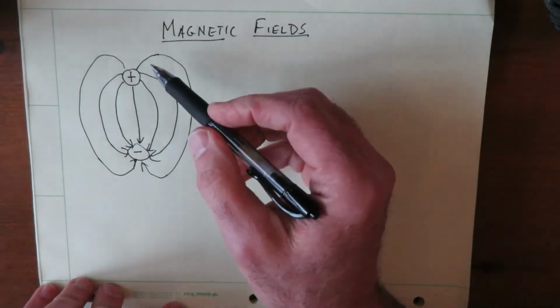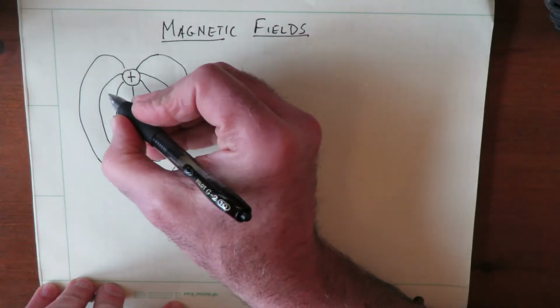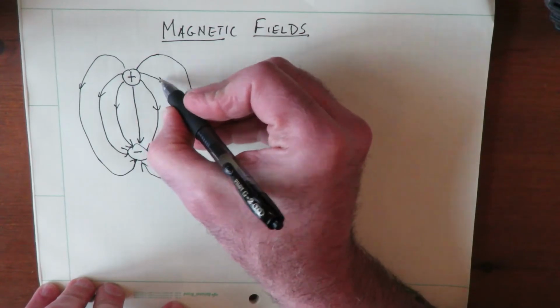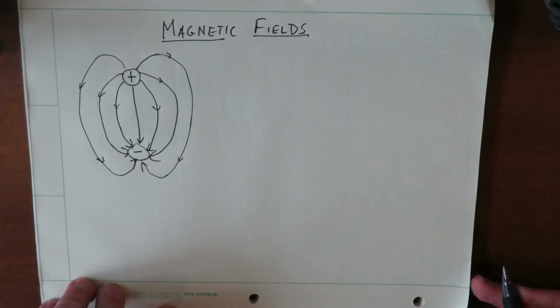Now the direction of an electric field is from the positive to the negative, which is why we can put arrows on these field lines to show the direction that they pass. And it has a distinctive shape like this.